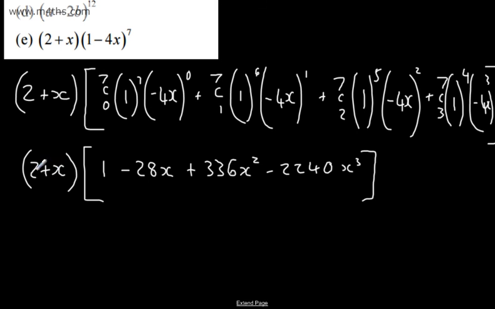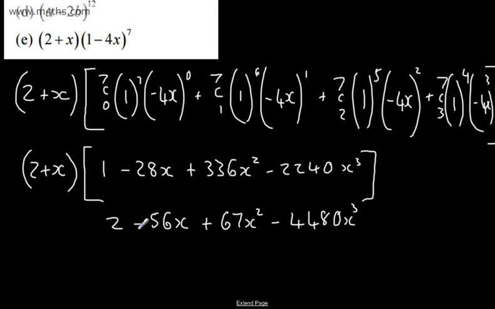So let's multiply through, starting with the 2. 2 minus 56x, then we're going to get plus, what's that going to be? 672x squared, minus, what's that going to be? 4480 x cubed. As you can see, I'm getting quite tired at this stage.